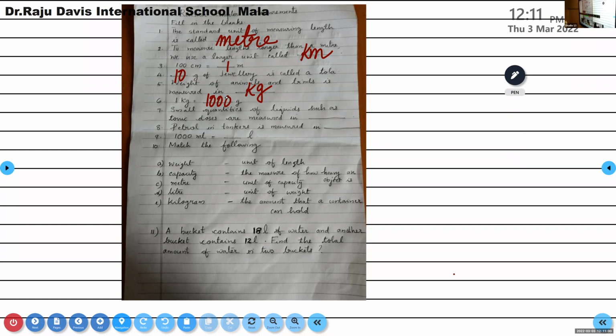Like that, liter and milliliter also. 1000 milliliter is equal to 1 liter. Only in centimeter and meter it is 100. 100 centimeter is equal to 1 meter. The rest of these two, it is 1000. 1000 gram, 1 kilogram. 1000 milliliter, 1 liter.